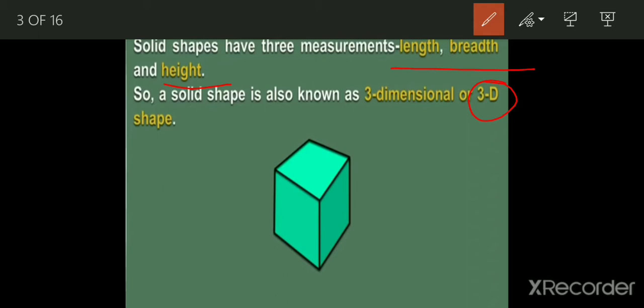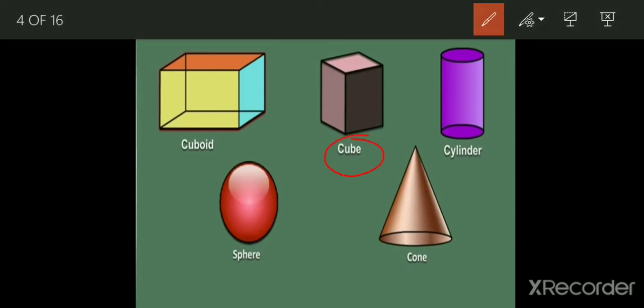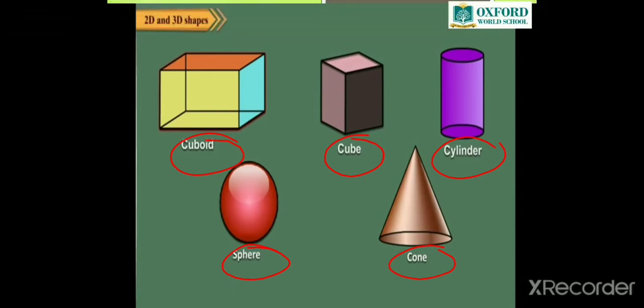These shapes have some features or properties that we can use to compare them and sort them into different groups. Here are the examples of some 3D shapes, that is cuboid, cube, cylinder, sphere, and cone, and these all are called 3D shapes because they have three dimensions. They have length, they have breadth, and they have height also. So let us learn more about it.